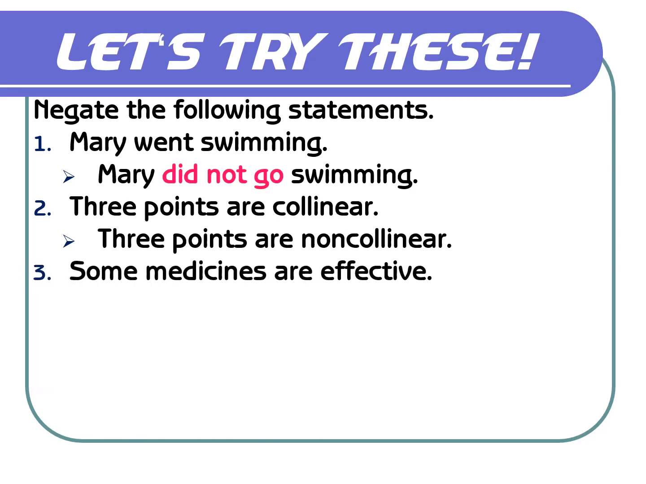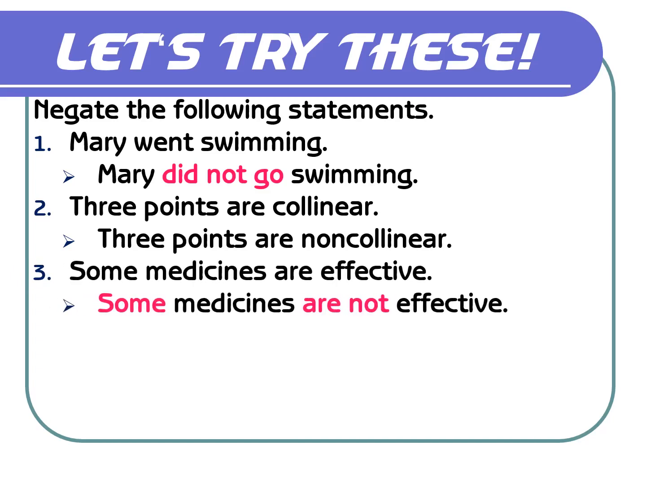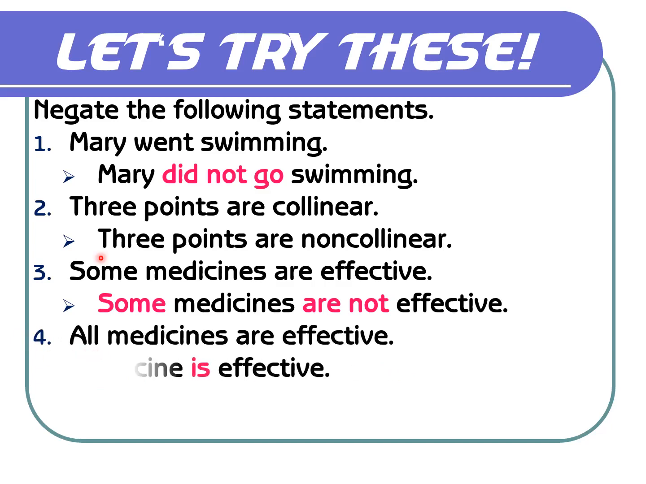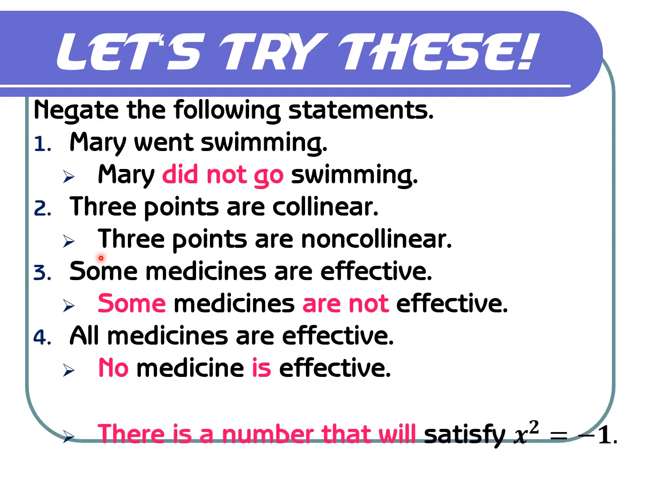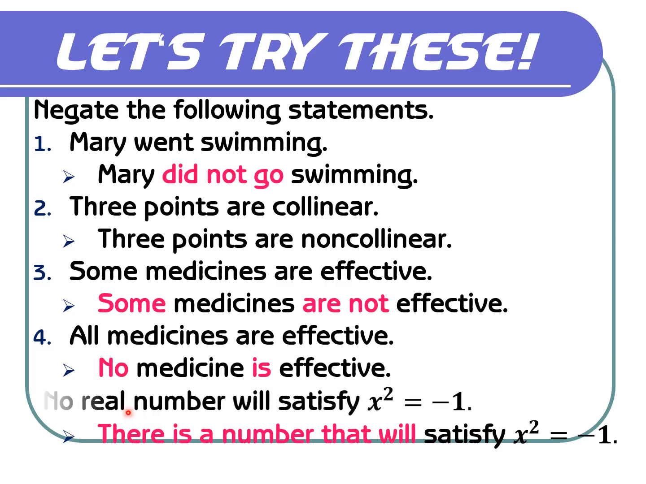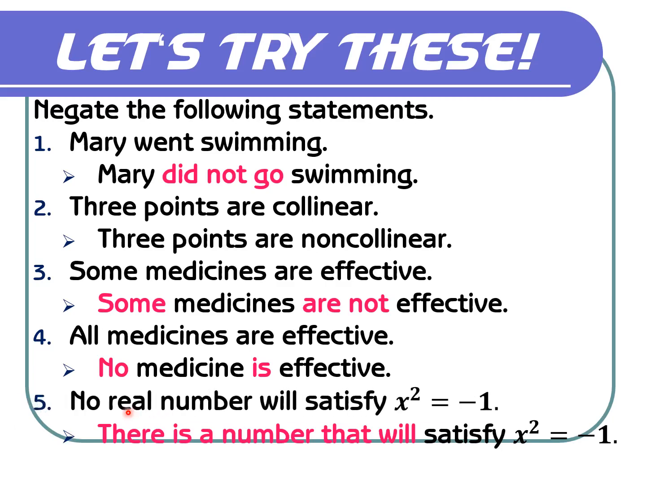For number 3, some medicines are effective. We can negate this one as some medicines are not effective. But for the quantifier all, for example, all medicines are effective, we can negate this one as no medicine is effective. And then for number 5, again, this is being quantified. No real number will satisfy x squared is equal to -1. We can negate this one as there is a number that will satisfy x squared is equal to -1.